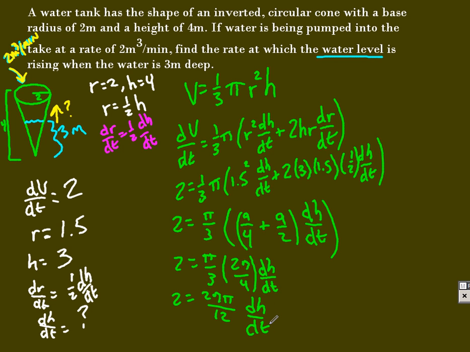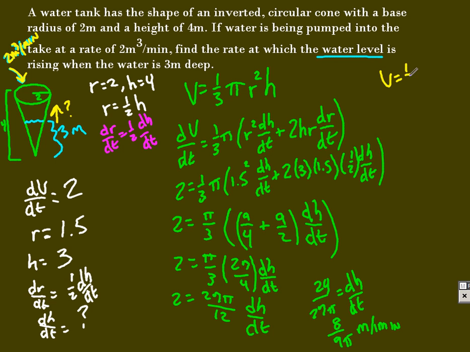Divide by 27 pi over 12, that means I'm going to have 24 over 27 pi is equal to dh/dt, or that would be 8 over 9 pi, and that unit would be for dh/dt. So height per time, the height was in meters, time was in minutes, so meters per minute again. So that looks very cumbersome, very awkward, especially in here. Again, let's see if we can make it a little bit simpler.